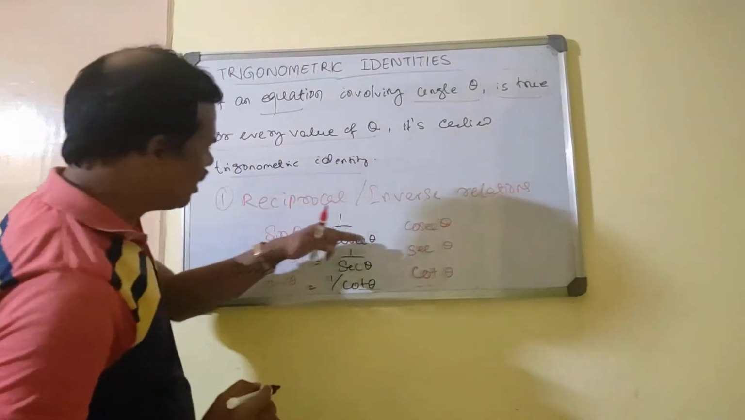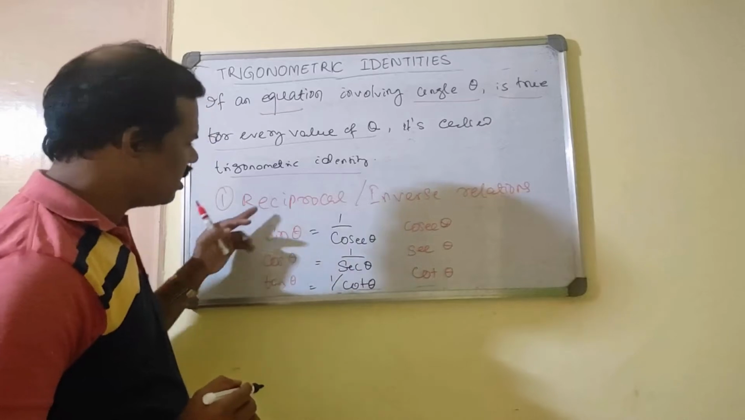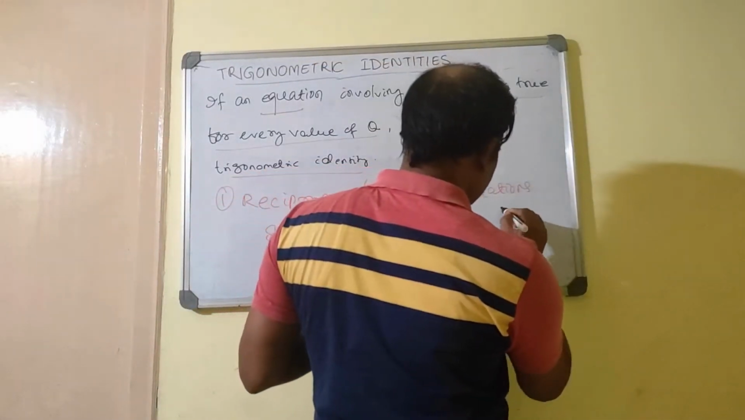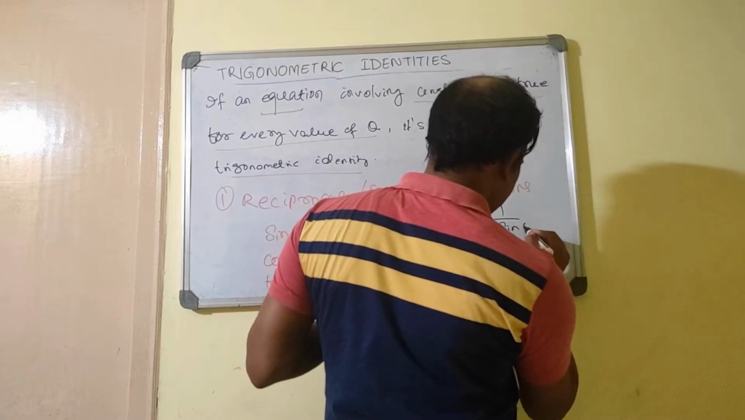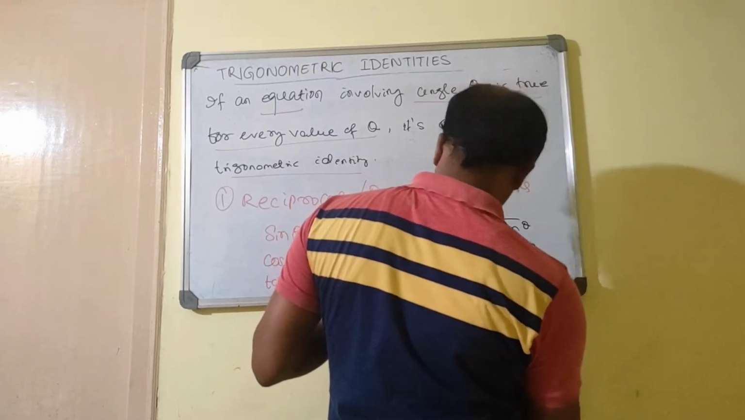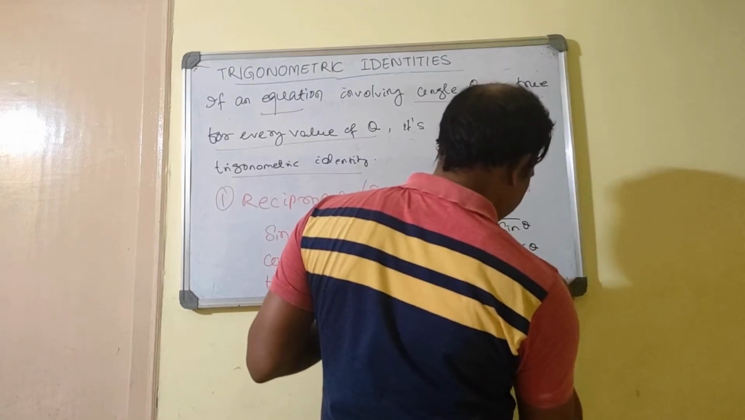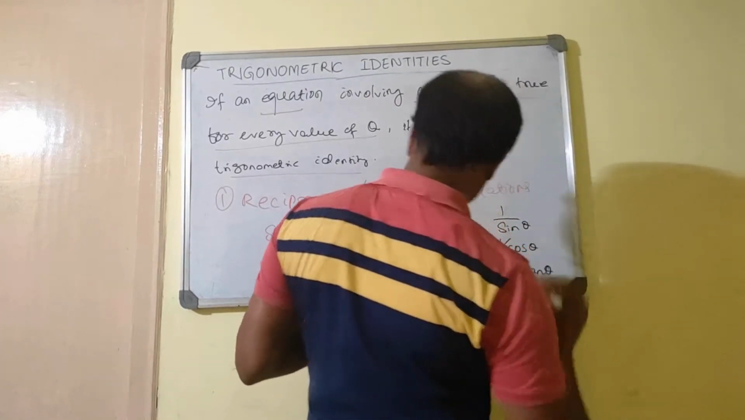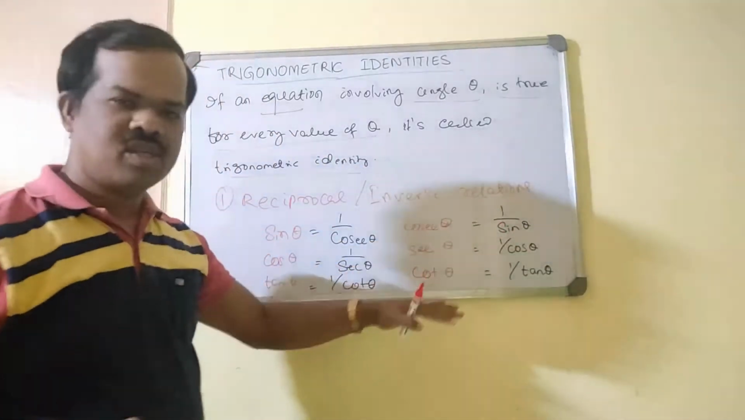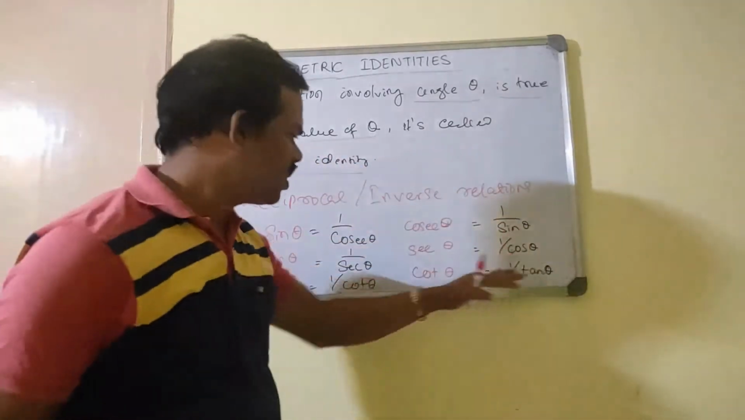Similarly, if sin theta is 1 upon cosec theta, or sin theta is the inverse of cosec theta, then cosec theta will be the inverse of sin theta. Similarly, sec theta will be the inverse of cos theta. Cot theta will be the inverse of tan theta. So these are the inverse relationships or reciprocal relationships.